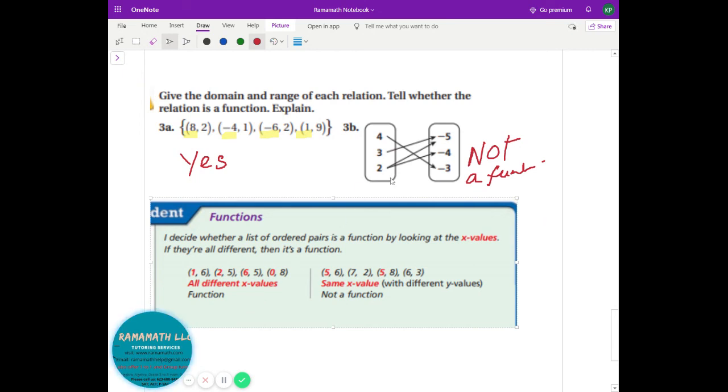So that's one of the reasons you have to be very careful with it. But if you look at it in a simple way, if you see all the x values are different, then it is a function. And if the x values are the same, then it's not a function. Okay? So that's how we can say it in simple ways.